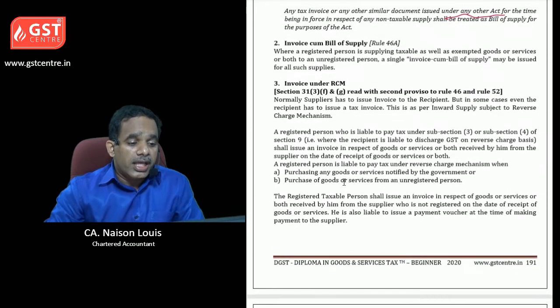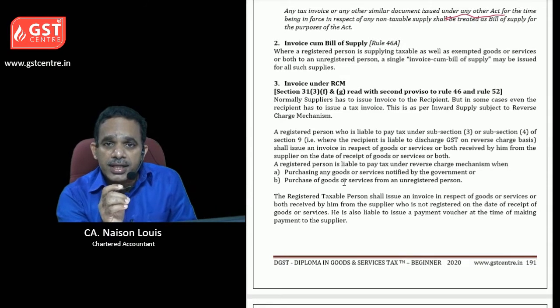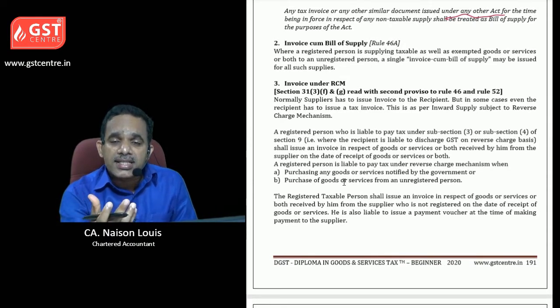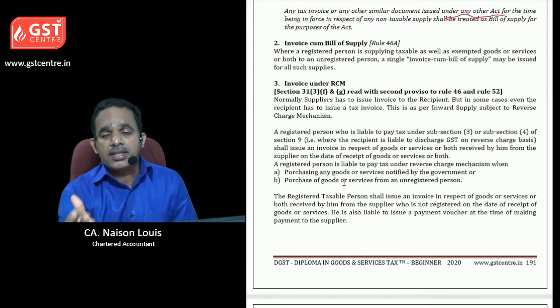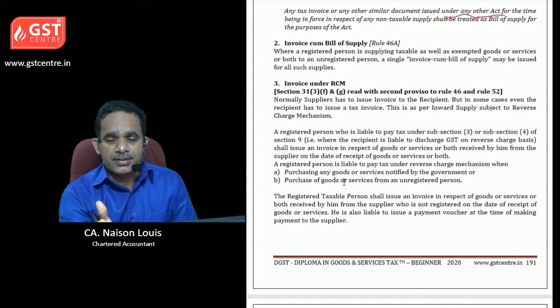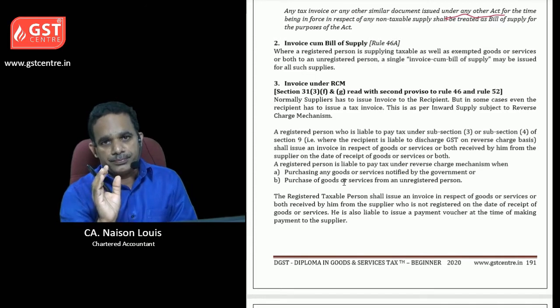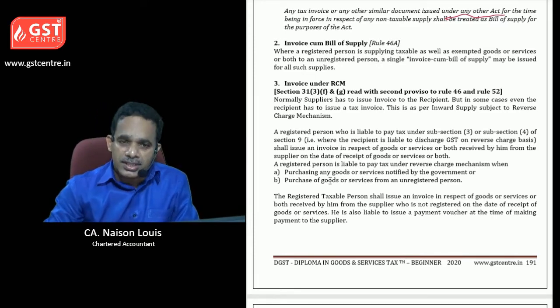Then invoice cum bill of supply, that is rule 46A. Where a registered taxable person supplies both taxable as well as exempted goods or services, he can issue a document that is invoice cum bill of supply. That is the second document in this chapter.